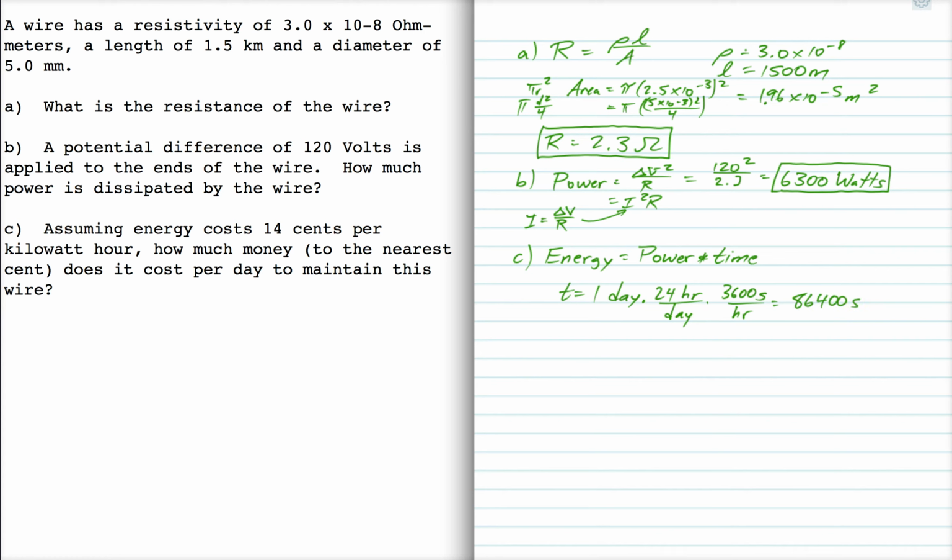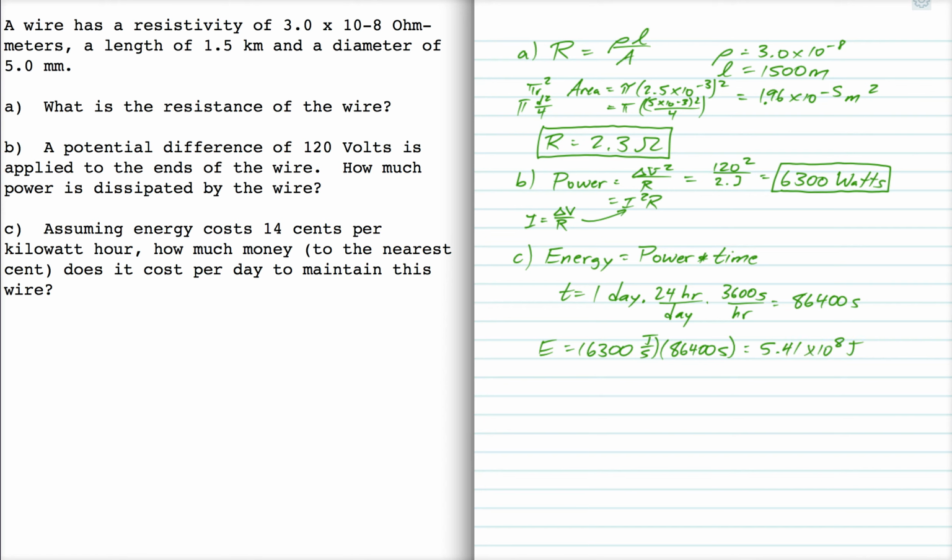Okay, so the total energy we're talking about is the power, 6,300 joules per second, multiplied by 86,400 seconds. That is 5.41 times 10 to the 8th joules.